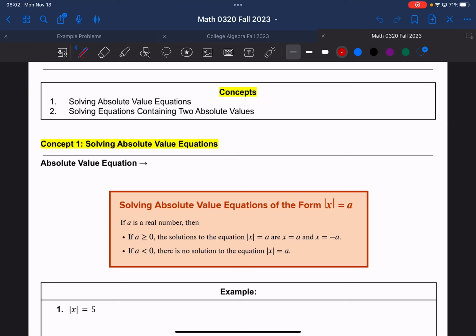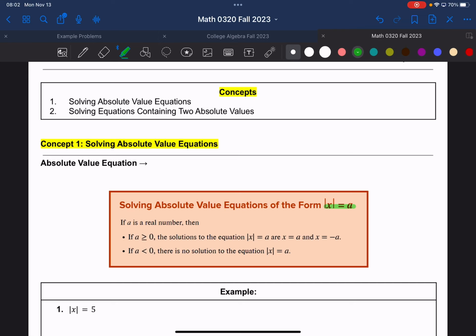Defining an absolute value equation, we have an equation that looks like this form: the absolute value of x is equal to a. Just remember, if you take the absolute value of a number, that number turns positive. So if it was negative, it turns positive. If it was already positive, then it stays positive.